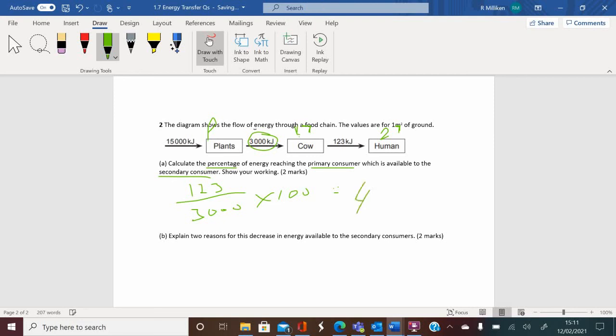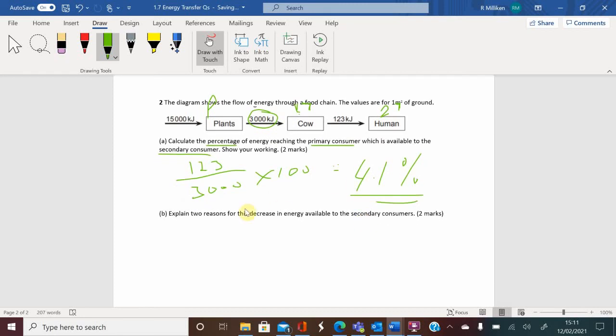4.1%. Again, answers are around no more than 10%. If you're getting higher than that, it should set off alarm bells.